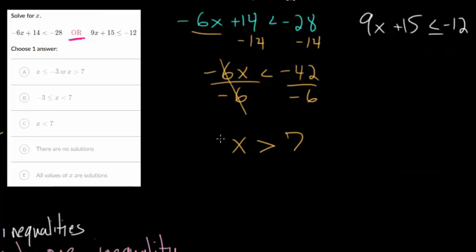So in this case, x is simply bigger than 7. And now we'll try this one. So let me change colors again. We want to isolate the x term, so we'll subtract 15 on each side.